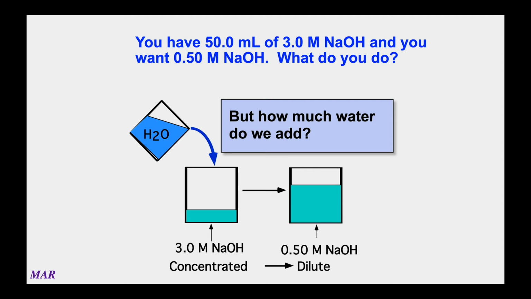We know that the new solution will have more water than we started with. It's going to have more volume. But how much? You could just wing it and start adding it, but that's not very scientific. We can do this mathematically, and it's actually not too hard. But we need to know how much water to add to make the 3.0 molar solution turn into a 0.50 molar solution, or the concentrated solution turned into a dilute solution.